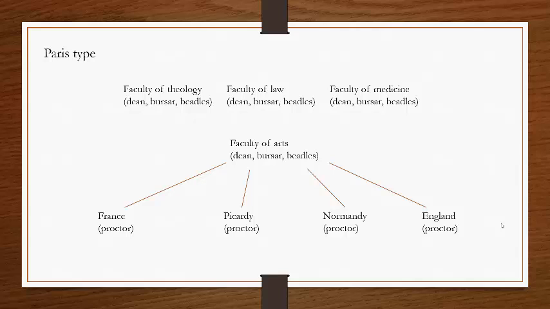So you can see there are the different faculties, and that overlaps with what was going on in Bologna, but a lot fewer subdivisions in this Faculty of Arts. They just had 4 nations. That's what the arrows are pointing to along the bottom here.